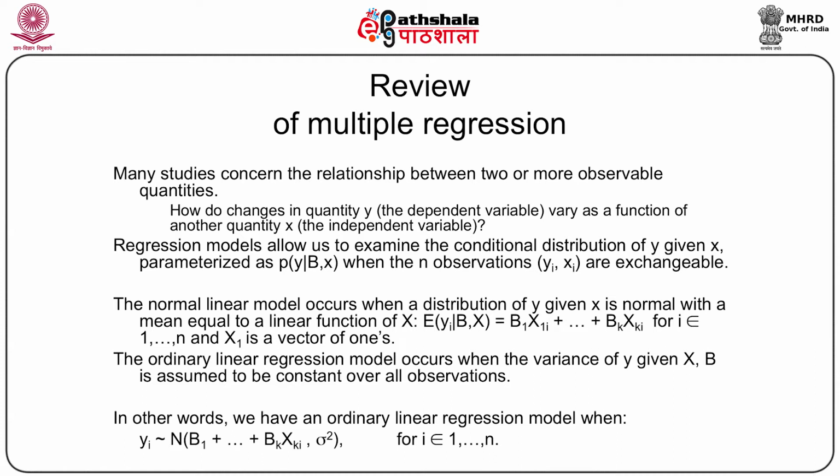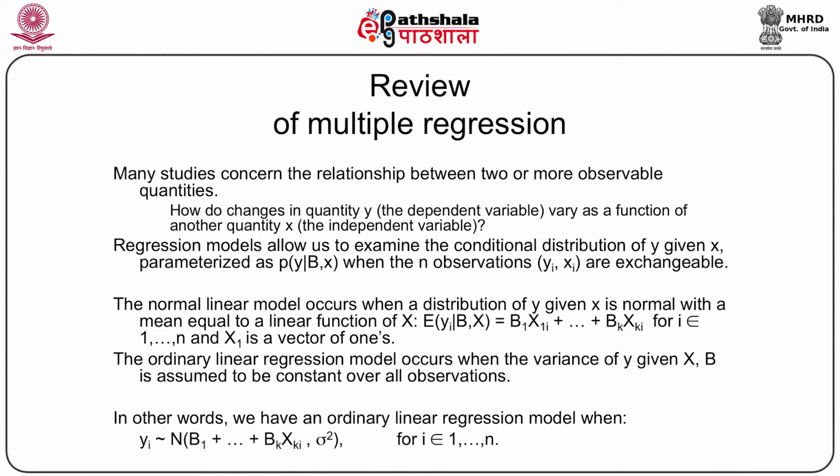First we'll go over the review of multiple regression. Many studies concern the relationship between two or more observable quantities. The question: how does quantity y, the dependent variable, vary as a function of another quantity x, which is known as the independent variable? Regression models allow us to examine the conditional distribution of y given x, parameterized as p of y given b and x. Then the n observations (yi, xi) are exchangeable.